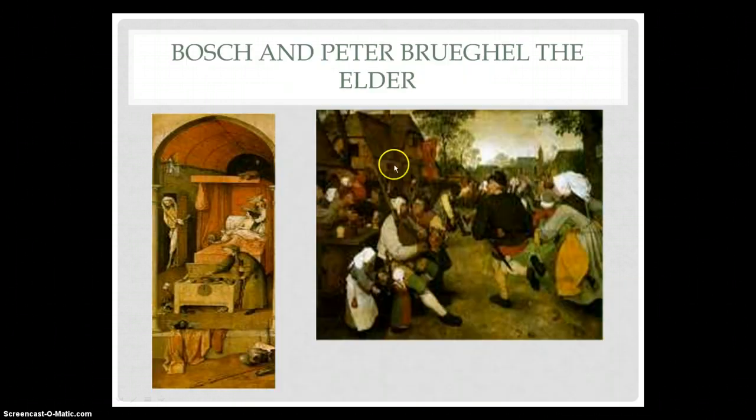Next, however, we have Bosch, another Flemish painter. Bosch is going to give us Death and the Miser, and this is his piece of artwork right here. He's from the Netherlands as well, a master of symbolism and fantasy.